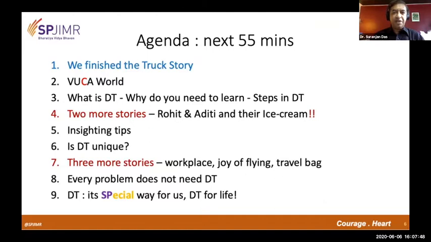And maybe if there's some ice cream going around in the middle of the day, we will figure out that ice cream aspect. And if you want to step out for an ice cream or a coffee, you can also do that and come back. So we'll talk about some inciting, and we'll see if design thinking is unique.